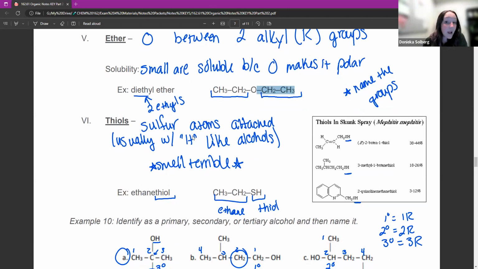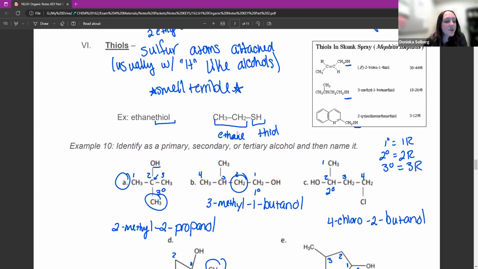And they work the same way naming wise as alcohols do, except instead of putting -ol on the end, you put thiol on the end. So this one is ethanethiol. Yeah, that's a lot. So ethanethiol would be an ethane with a thiol group. Again, I'm not going to have you do a bunch of those, but they act the same as alcohols would.